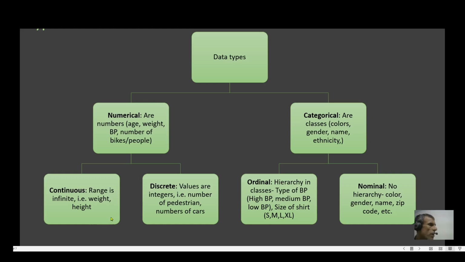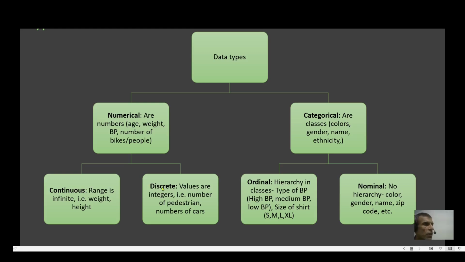Continuous are the ones where your range is infinite. It can take a wide range of values, for example, weight or height. You can have somebody's height maybe 176 or 176.11, 176.4 or 128.1. You can have all these types of values. Same thing with weight. You can have decimal values in weight. So anytime you have a wide range of values, those will be your continuous data type.